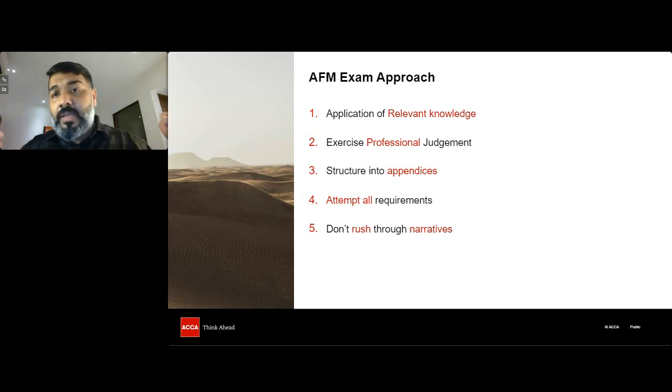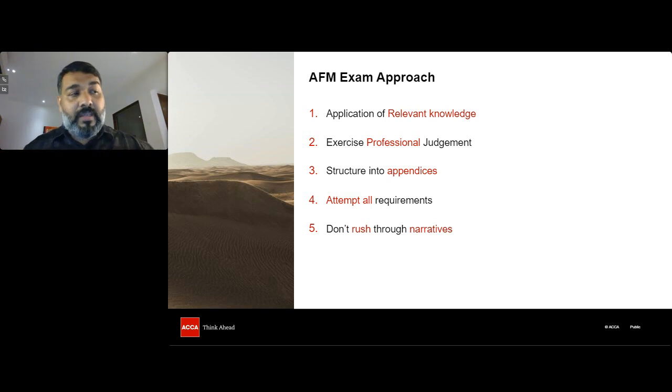Now, AFM students, see, there are 10 professional marks for question number one, five professional marks for question number two, and another five professional marks for question number three, a total of 20 professional marks. How do you manage this? How do you ensure that you score more? We'll come back to that.